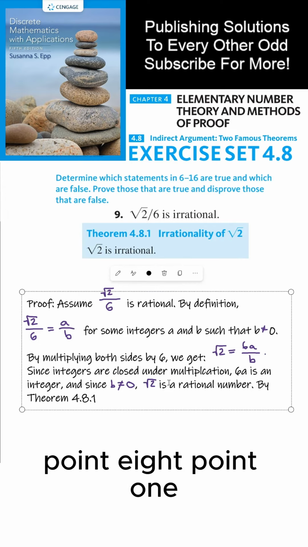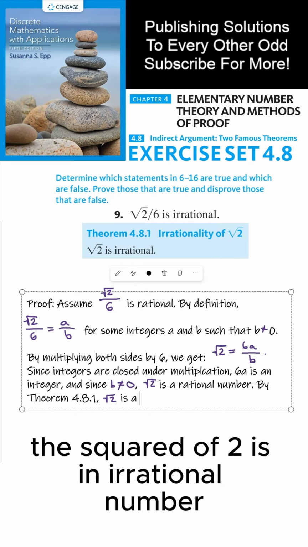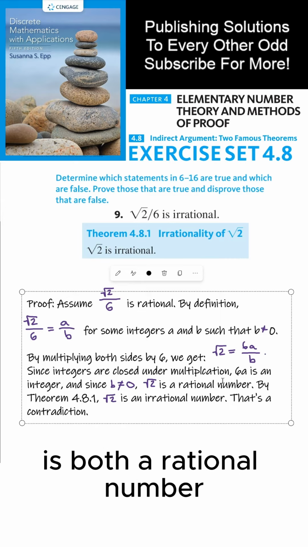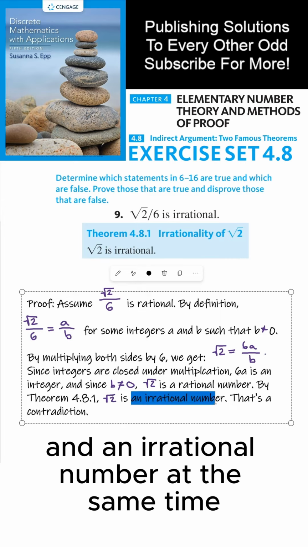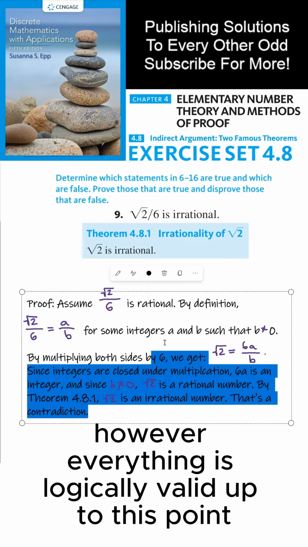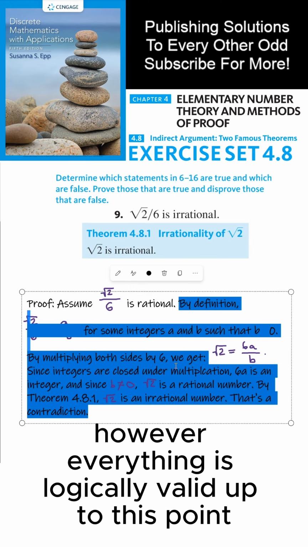By Theorem 4.8.1, the square root of 2 is an irrational number. That's a contradiction. So we've shown that the square root of 2 is both a rational number and an irrational number at the same time. That means that somewhere we went wrong in this proof. However, everything is logically valid up to this point.